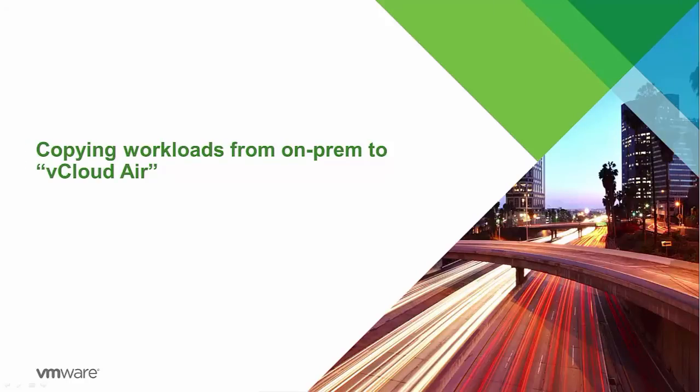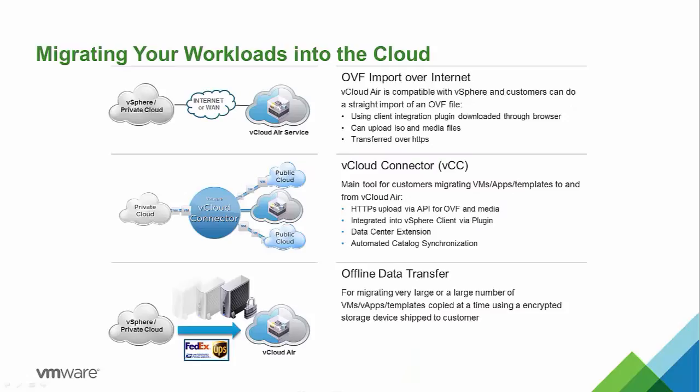Next, we will be looking at copying workloads from your on-prem to vCloud Air, migrating our workloads into the cloud. So the first way we can achieve this is through an OVF import over the internet. vCloud Air is compatible with vSphere and customers can do a straight import of an OVF file. This is done using a client integration plugin that will be downloaded through your browser from your vCloud Air instance. This has an embedded OVF tool that's used for OVF and OVA template uploads as well as media files and ISOs. The transfer happens over HTTPS.